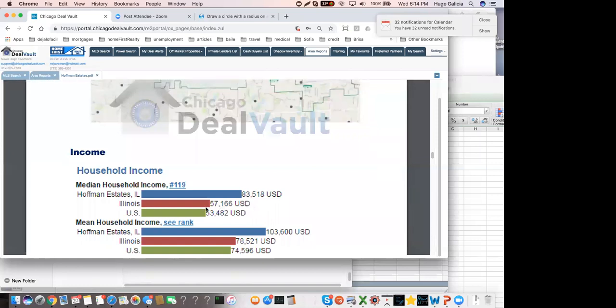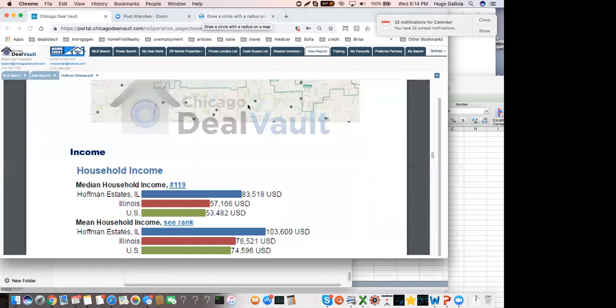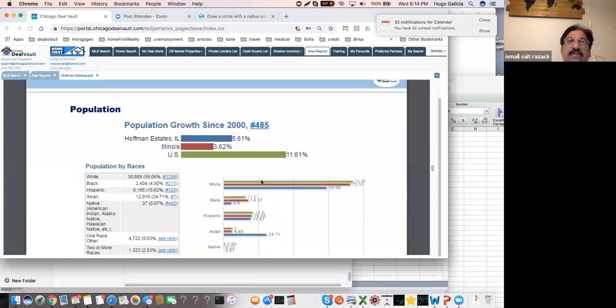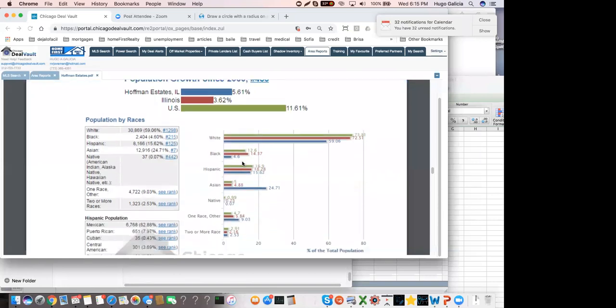Okay, so in this case, the average in Illinois is 57,000, whereas in Hoffman Estates it's 83,000. So this is obviously higher than the average. It's a great area. Now let's scroll down, and population growth. This is an important factor, right? Whether people are moving into the neighborhood or moving away from it. In this case, Hoffman Estates is growing slightly, right? Only 5%.